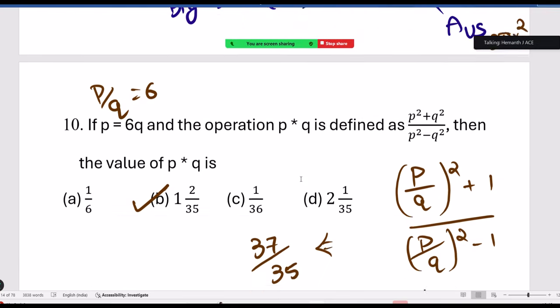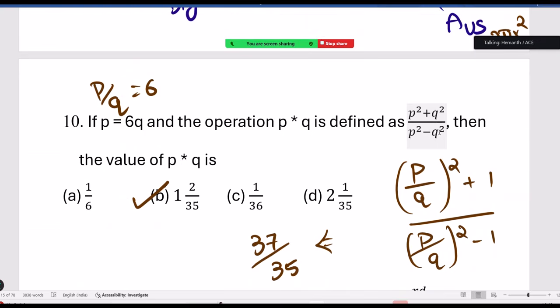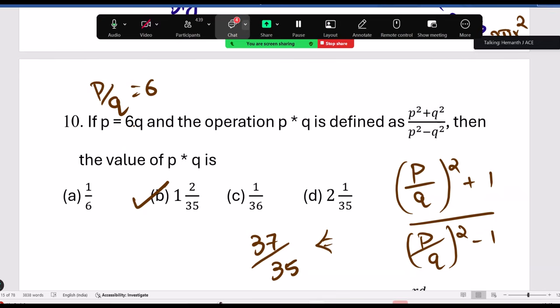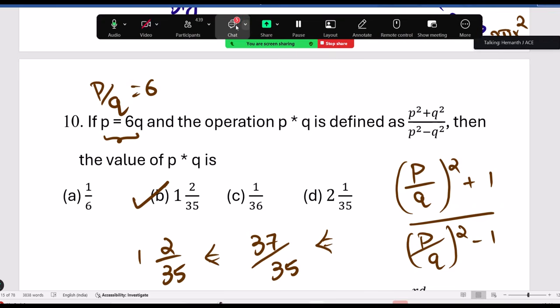Next question. I divided by Q square here, then P square by Q square plus 1, minus, P square divided by Q square minus 1 will come. In the question P equal to 6Q is given, so P by Q value will be 6. So 6 square is 36, plus 1 is 37; denominator 36 minus 1 is 35. 37 divided by 35 we can convert into a mixed fraction: 1 and 2 by 35. That's it, as simple as that.